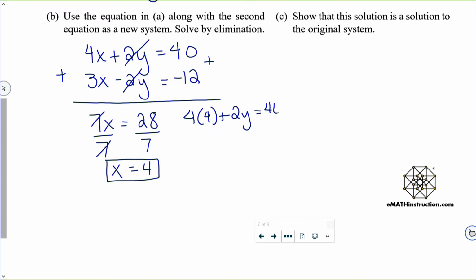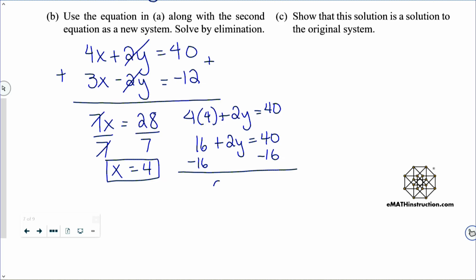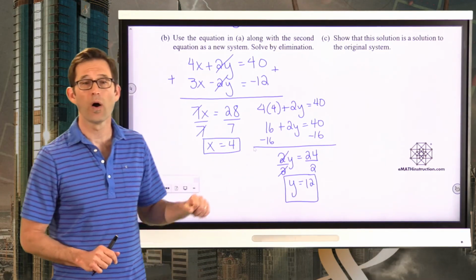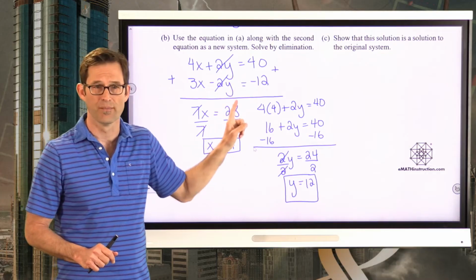4 times 4 is 16, plus 2y is equal to 40. I'm going to subtract 16 from both sides. That's going to give me 2y is equal to 24. And now I'm going to divide both sides by 2. And that's going to give me y equals 12. Okay, so x equals 4, y equals 12 is a solution to this system.